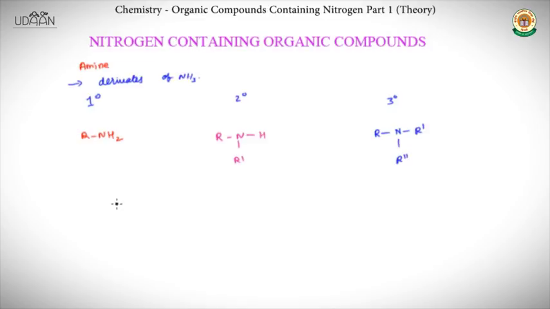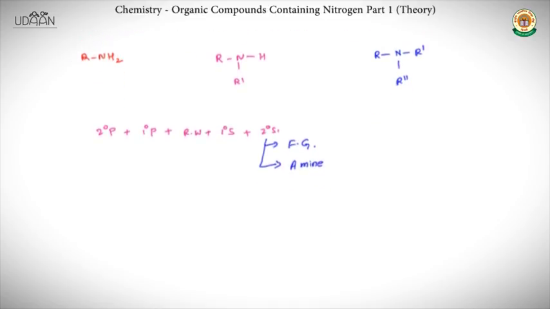Now let's go to the nomenclature of it. In nomenclature we have first secondary prefix, next comes primary prefix, next comes root word, next primary suffix, and next comes secondary suffix. Now if you look, the secondary suffix is the functional group. For amines, the functional group is called amine.